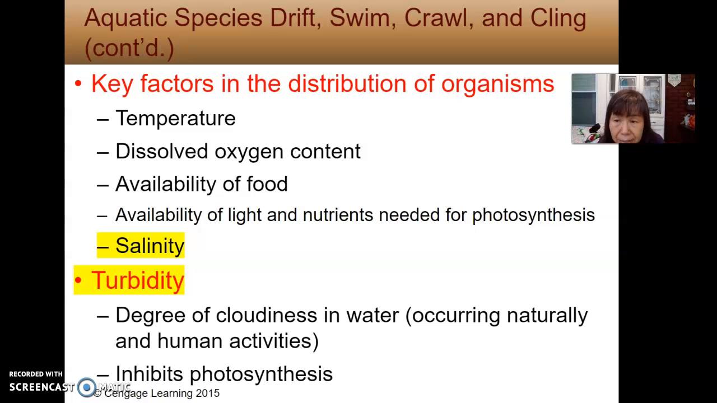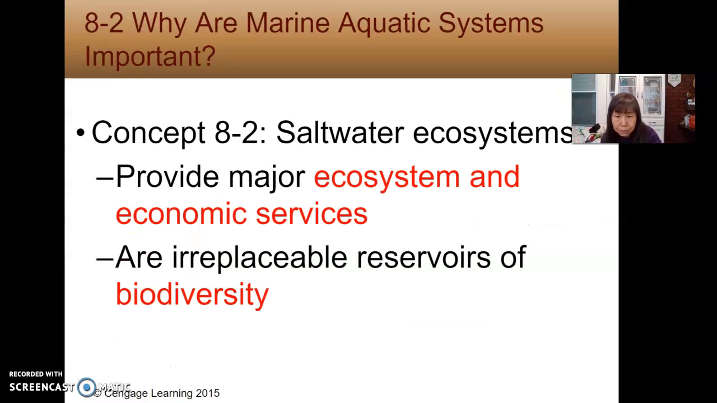Again, this one is a repeat slide. Key factors in the distribution of organisms: temperature would limit them, dissolved oxygen, availability of food, availability of light and nutrients, and then salinity. And then one more is turbidity, which is the degree of cloudiness in water, occurring naturally and through human activity. This one would inhibit photosynthesis. If you watch this video after our water testing, you know what turbidity is.